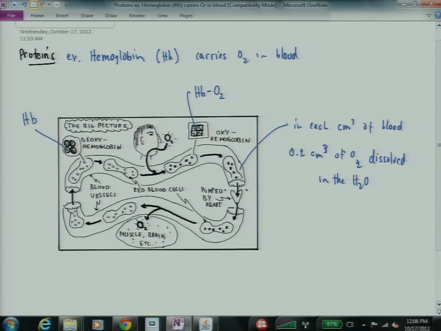However, there's 20 cubic centimeters of O2 bound to the hemoglobin. All right. So what is that? How is it possible you can have 20 cubic centimeters of oxygen bound to 1 cubic centimeter, the stuff in 1 cubic centimeter? Well, the gas is dissolved in the air. 20 cubic centimeters of oxygen. Those molecules are spread far apart.